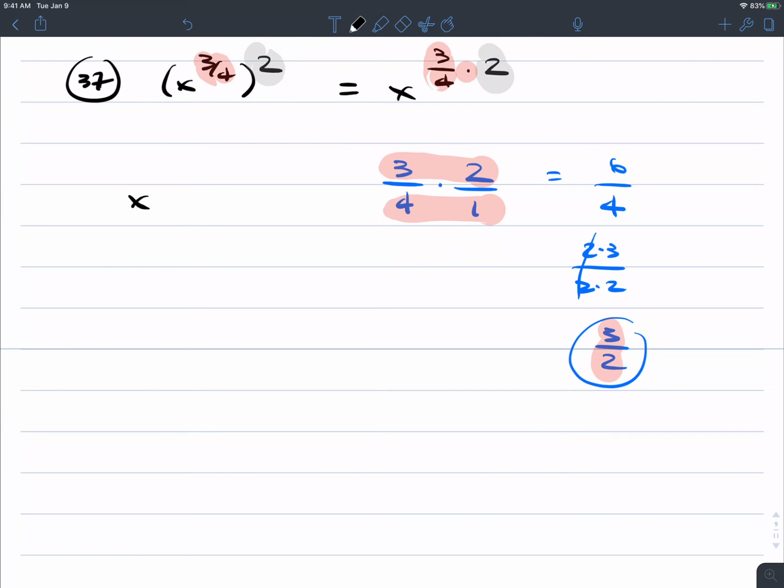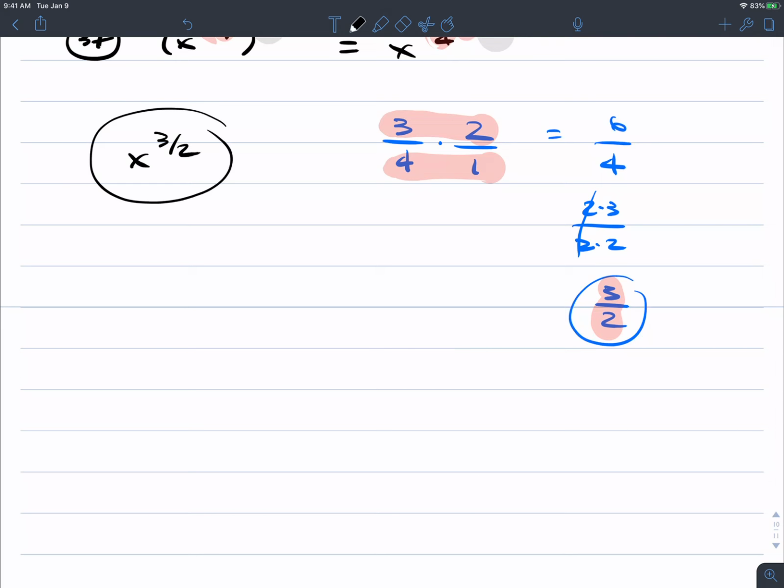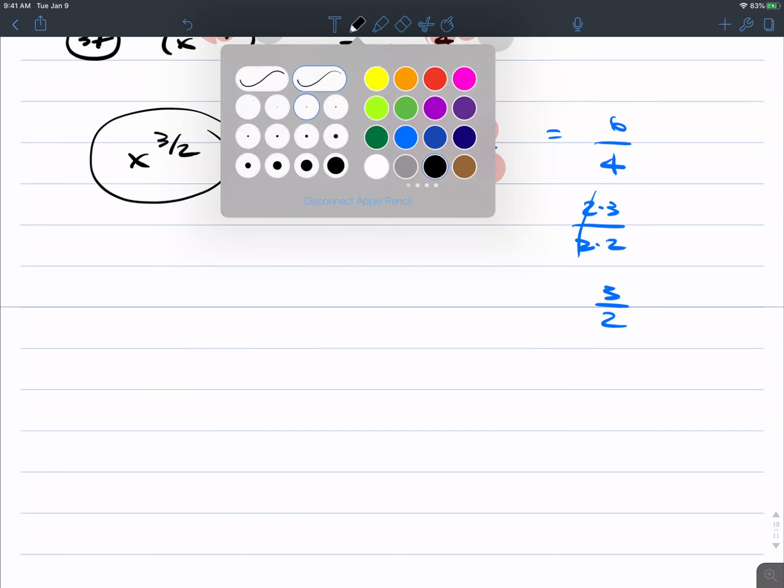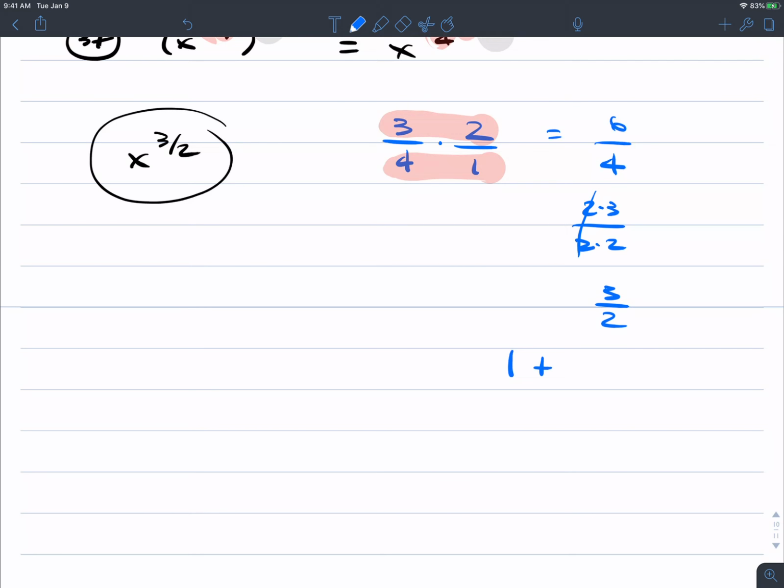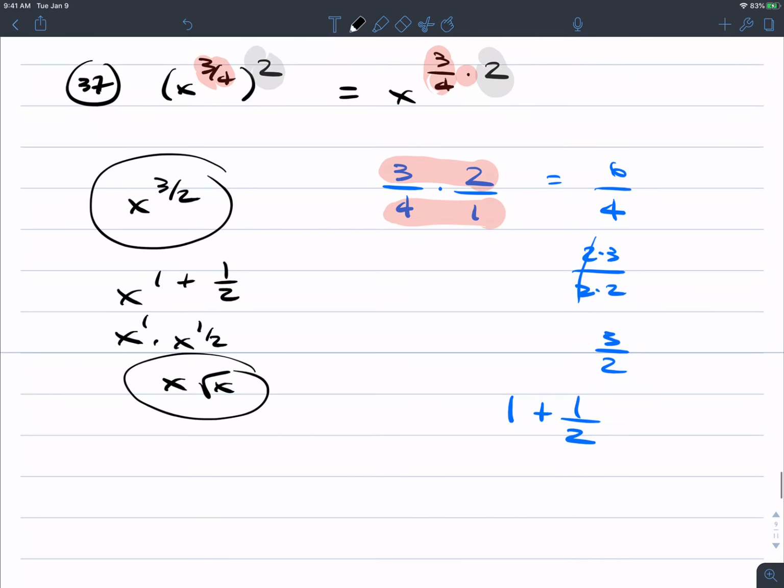So the final answer is x to the 3/2 power, and that power is positive, but the power is also improper. If they want us to write it as a radical, how do we write 3/2 as a mixed number? We write this as 1 plus 1/2. So written as a radical, this becomes x to the first plus 1/2 power, which is x to the first times x to the 1/2, or simply x times the square root of x. So this is how you write x to the 3/2 as a radical: x times the square root of x.